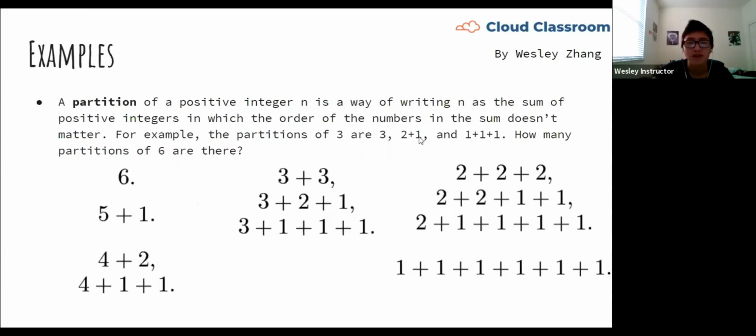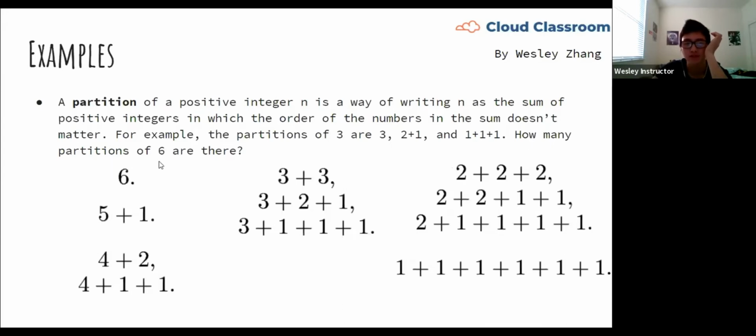All right. Here are more examples. A partition of a positive integer n is a way of writing n as the sum of positive integers in which the order of the numbers in the sum doesn't matter. So for example, the partitions of 3 are 3, 2 plus 1, and 1 plus 1 plus 1. We don't write 1 plus 2 because the order doesn't matter. So there's only 3 partitions of 3.